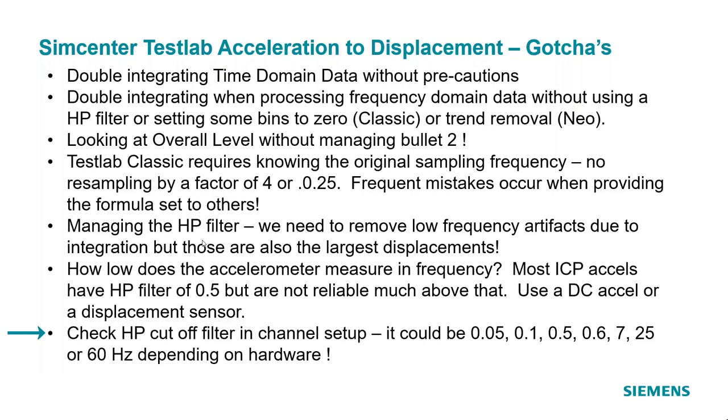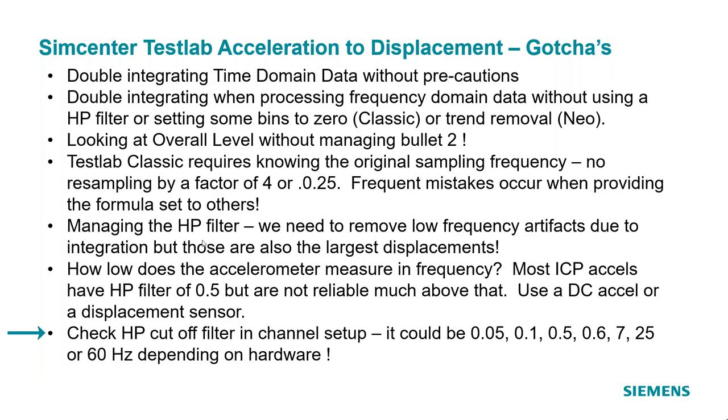The very last point is, a lot of customers don't realize in channel setup, there's a high pass cutoff filter. And even if you don't see it, it's still being used. So in all your acquisition products, go to your channel visibility and make sure that the HP cutoff is there. And depending on the different hardware, that high pass filter cutoff could be 0.05, 0.1, 0.5, 0.6, 7, 25, or 60 Hz.